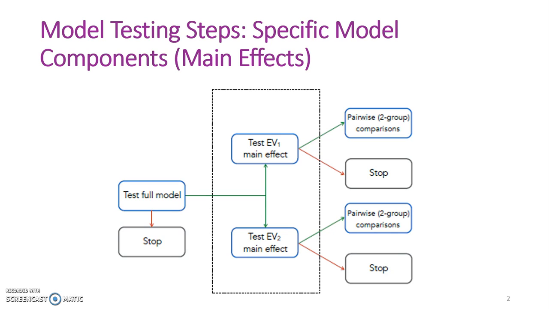So we talked in the last video lecture about testing the full model and where we might go from there. This flow chart shows where we might go once we've tested the full model. Using this violent video game example, we tested the full model and saw that the overall F-test was in fact significant. So now we would move on from testing the full model to testing the main effects of each individual predictor.